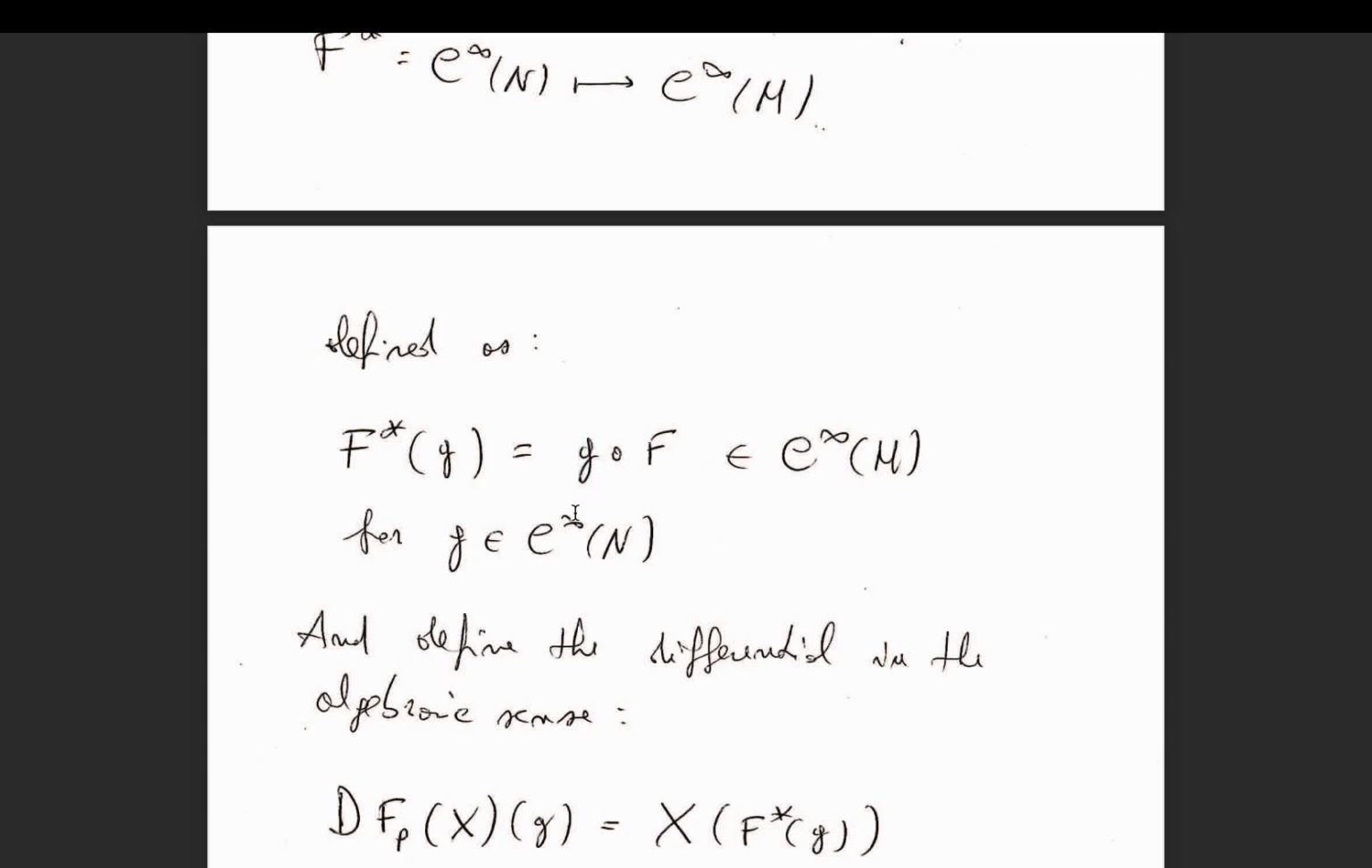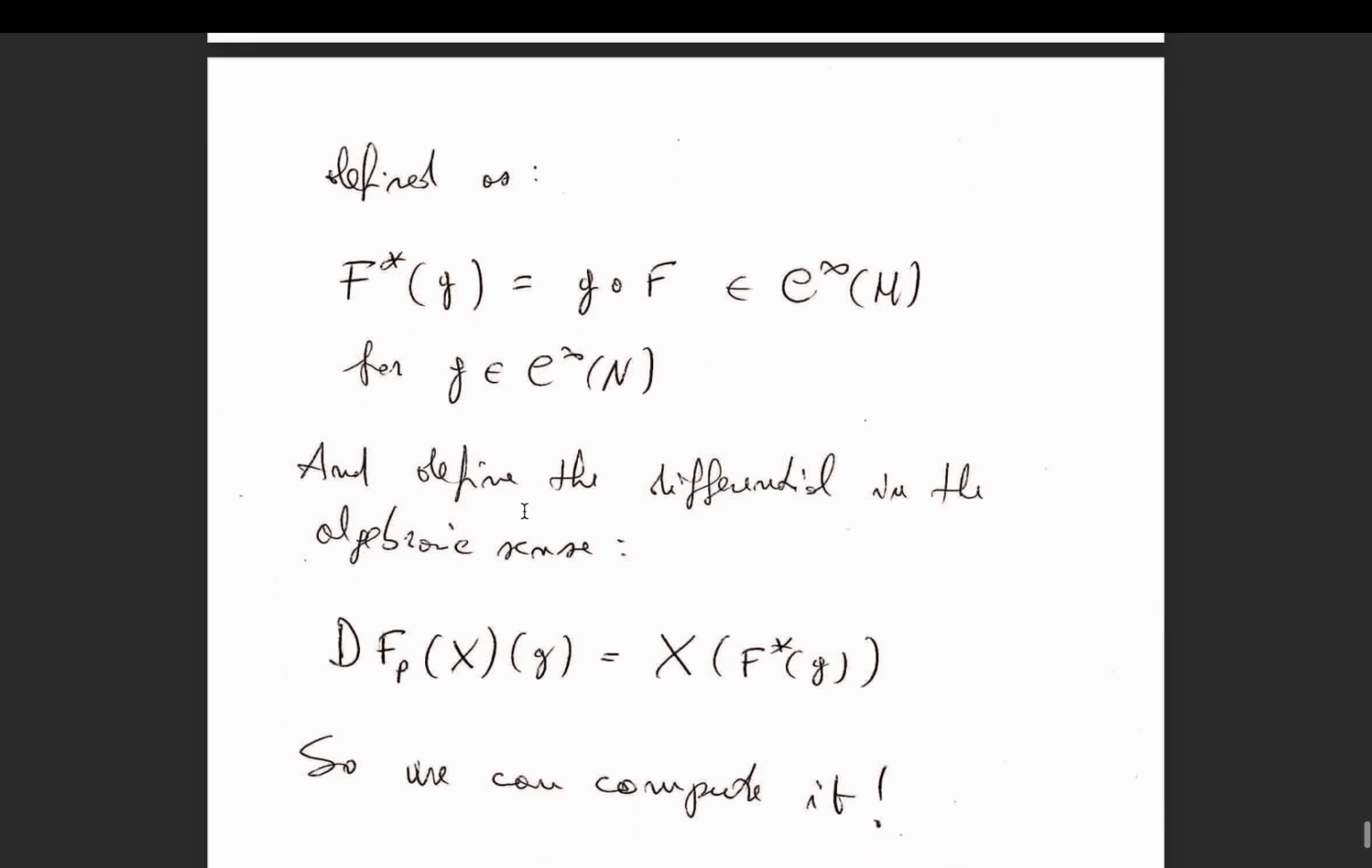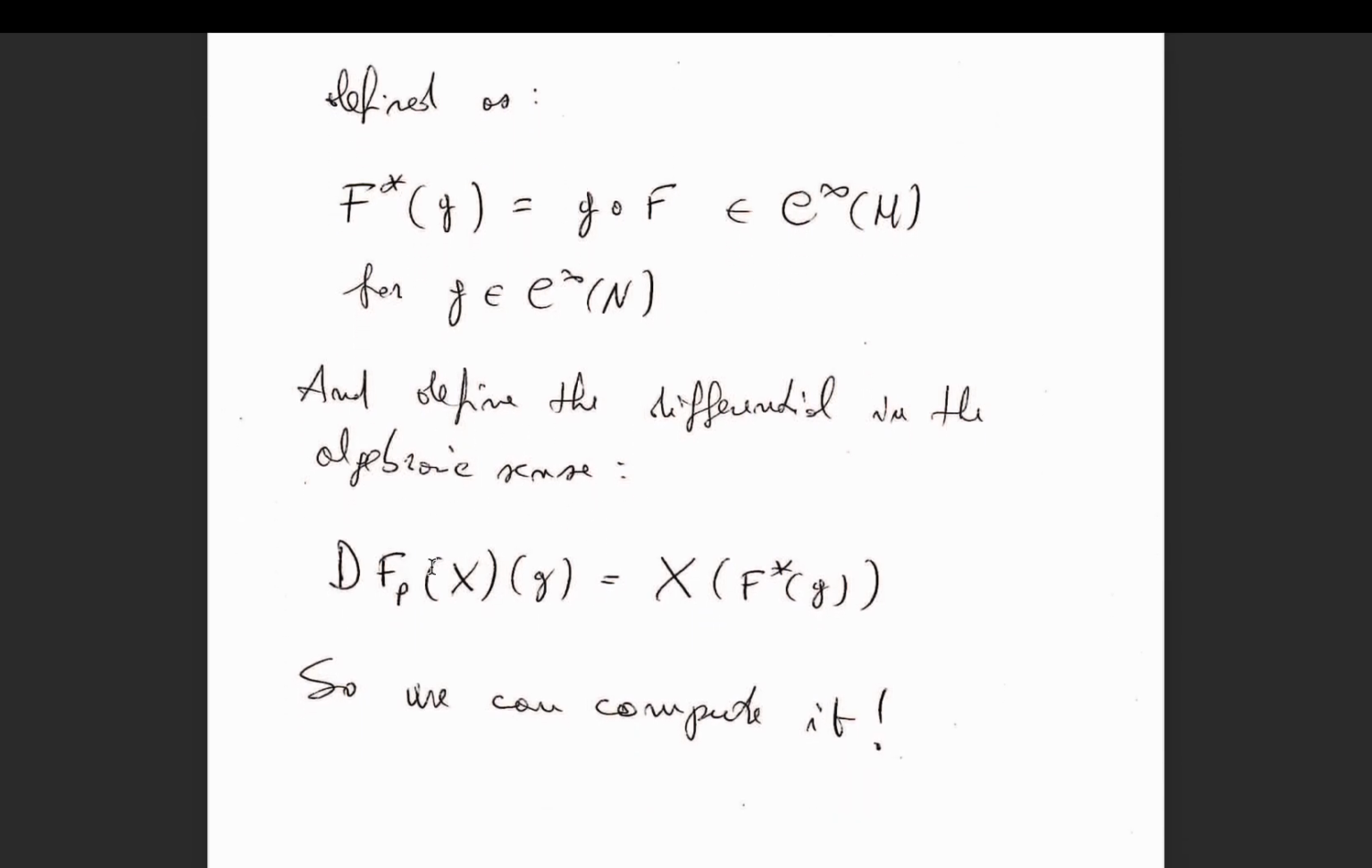Nothing easier. Now the differential of capital F at the point P, when computed on a vector x: we have identified derivations and tangent vectors, so x can be viewed as a derivation as well. When applied to a function f at the point P, we obtain x applied to F star of small f, and this is the derivation, and this is the differential of the map F at the point P.